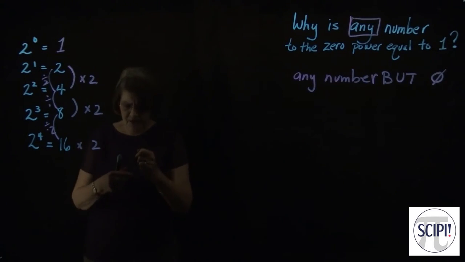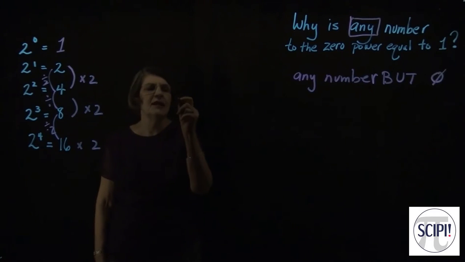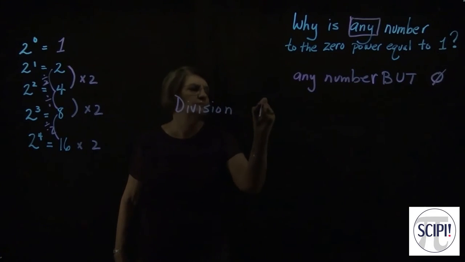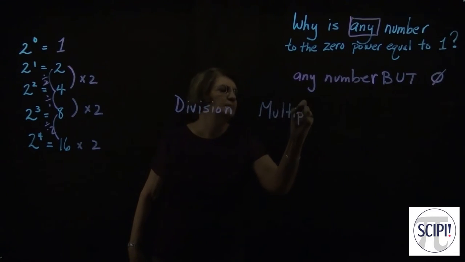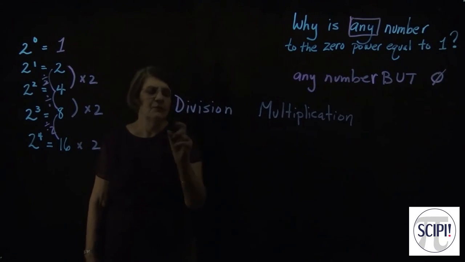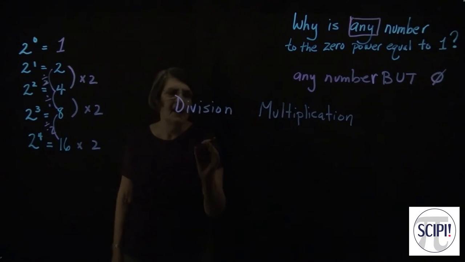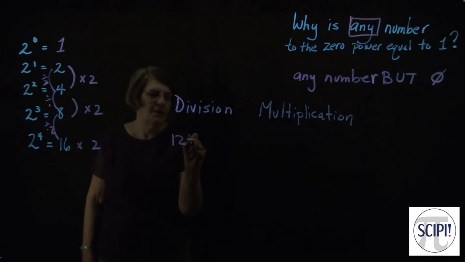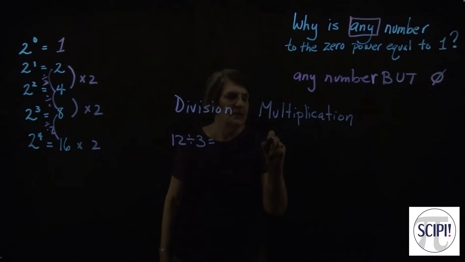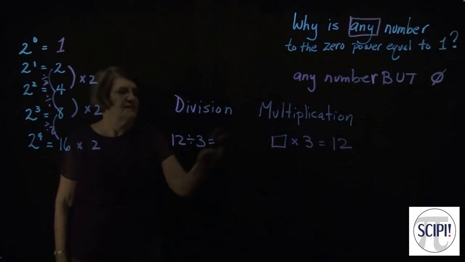Well, let's think about division and multiplication. What do we know about division and multiplication? Division and multiplication are what we call inverse operations. Division is simply repeated subtraction. Multiplication is repeated addition. So if I have 12 divided by 3 equals, I'm asking what times 3 will give me 12. So this is the inverse.